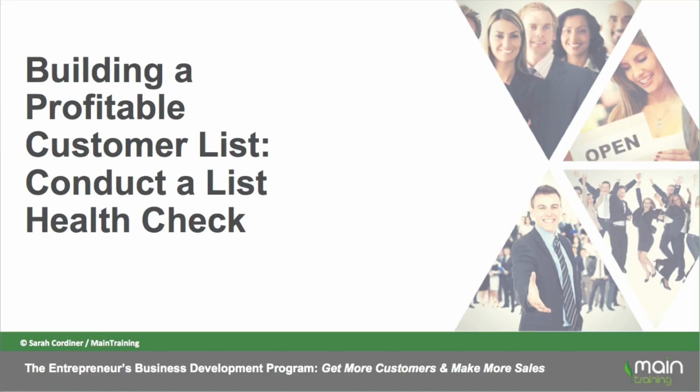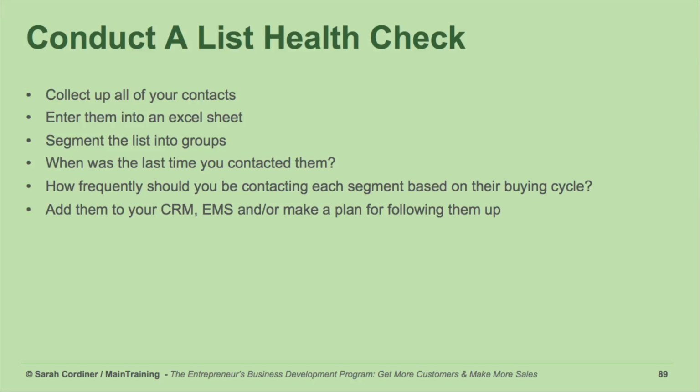So this leads us on to your next activity, which I've basically summed up for you. Collect up all those contacts, enter them into the Excel sheet using the columns that I've suggested. Now, the next thing I'd like to do is think about segmenting that list into groups. Now, what I mean by this is breaking your overall list up, and you can do this in many ways.